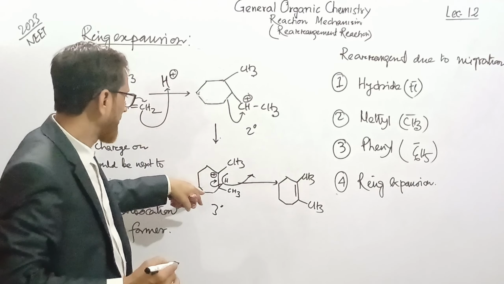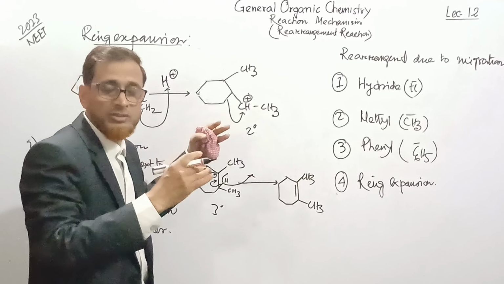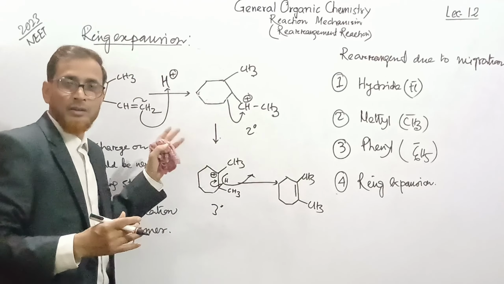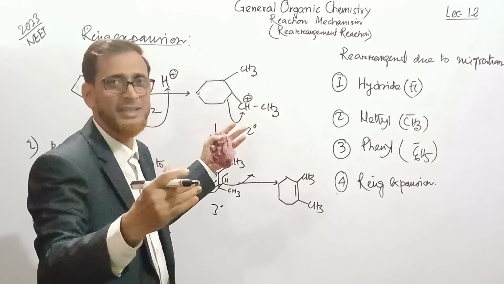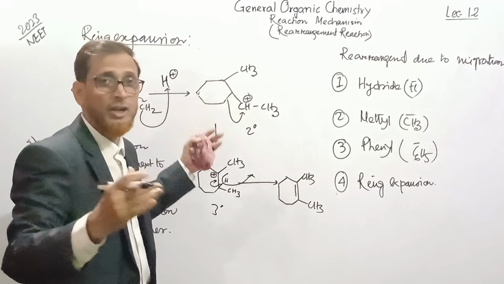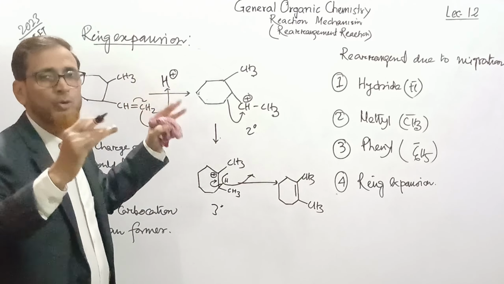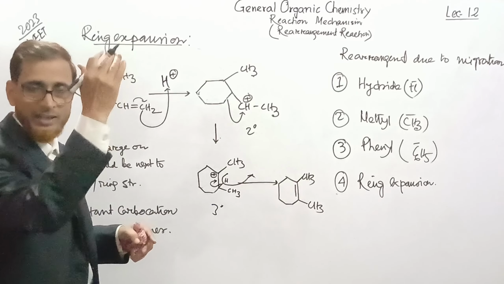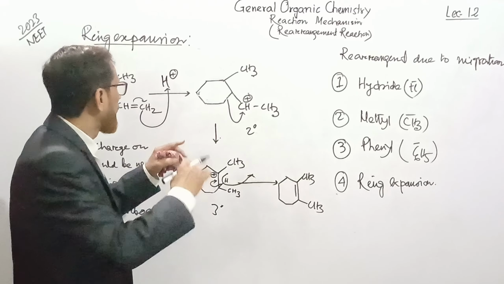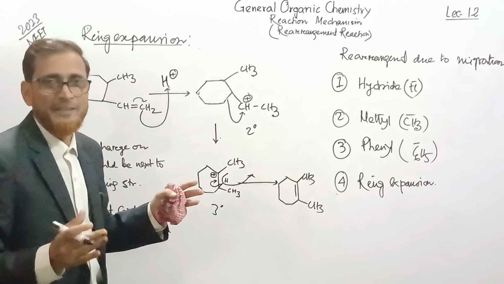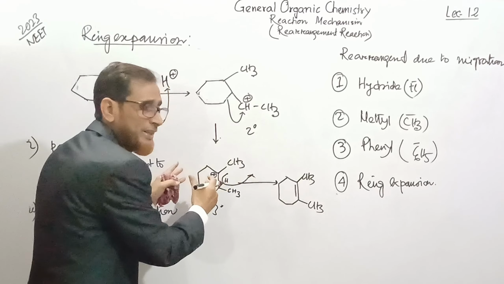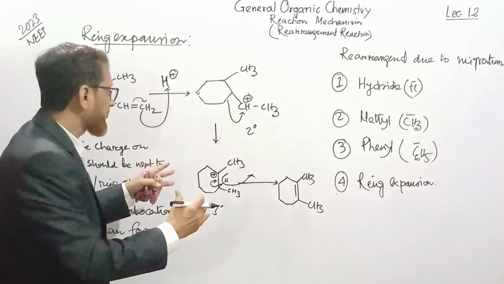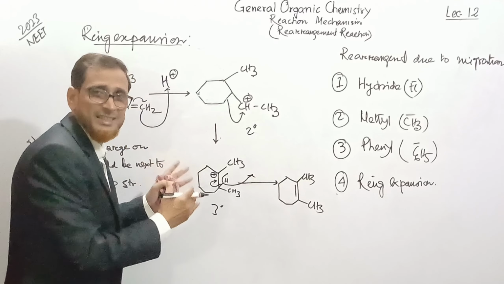when the ring expansion is there, the strain is less. Cyclopropane has more strain, then cyclobutane less strain, cyclopentane less strain, cyclohexane less strain, cycloheptane less strain. When the ring expands with more and more bonds, we get less strain. It is Baeyer strain theory. I have explained it in one of the first year classes. When more strain is there, there is more energy and less stability. When on increasing the bonds the strain has lessened, the energy is less and stability is more.